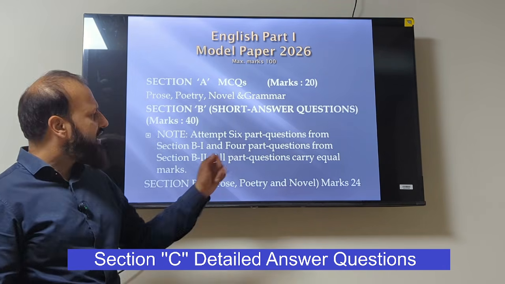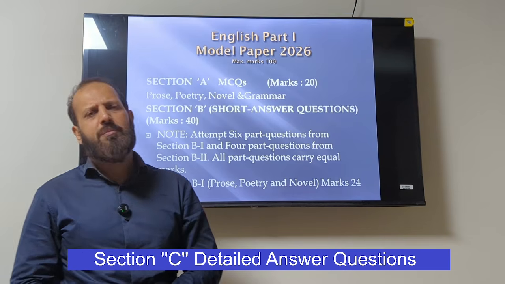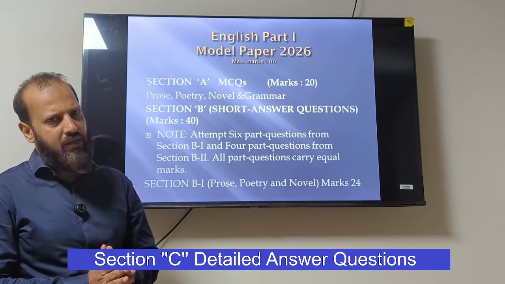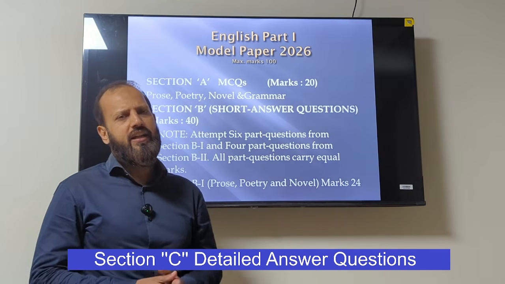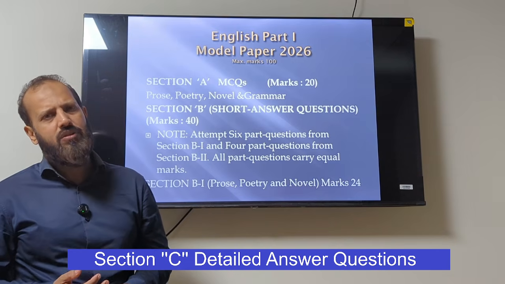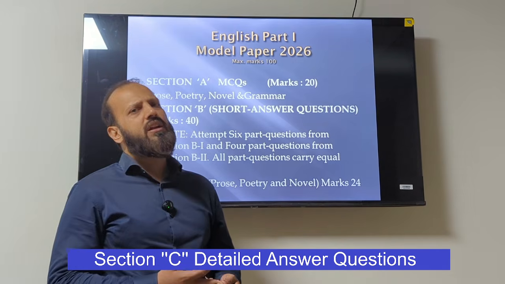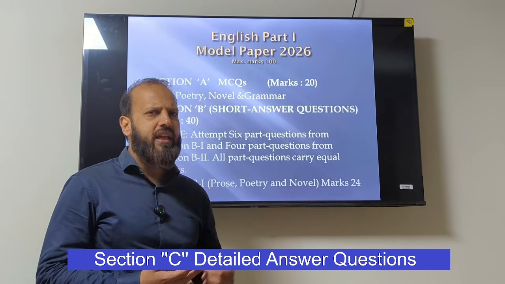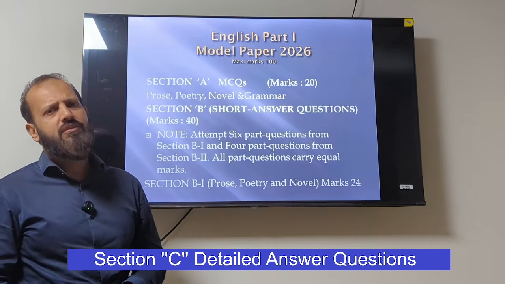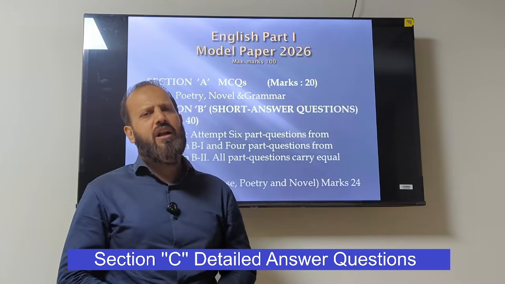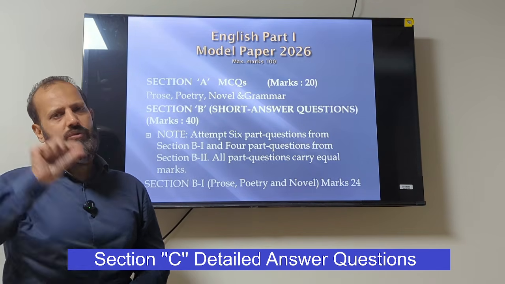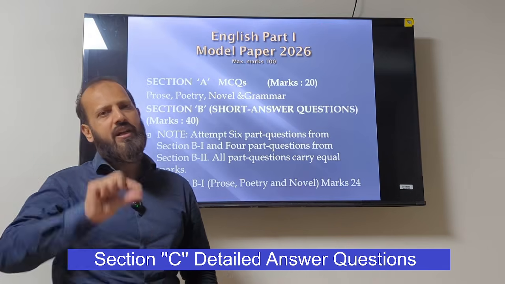B1 and then second part B2. B2 is completely connected to your grammar. All the topics of your book, like active and passive voice, direct and indirect speech, and then your tenses, do as directed, and they have added one new question as well. That is one paragraph. It will be given to you, and there are jumbled words in a box. You will fill in the blanks with the correct word.